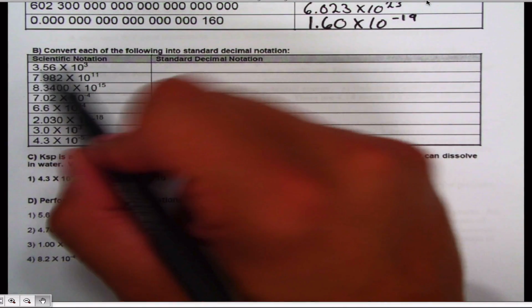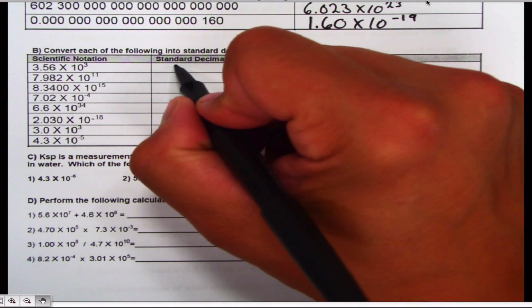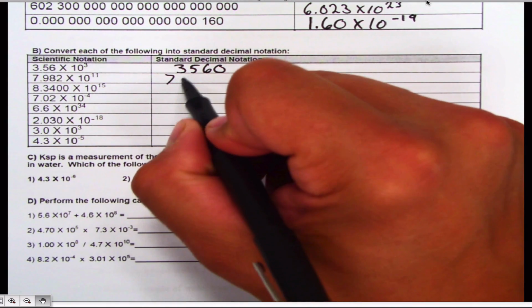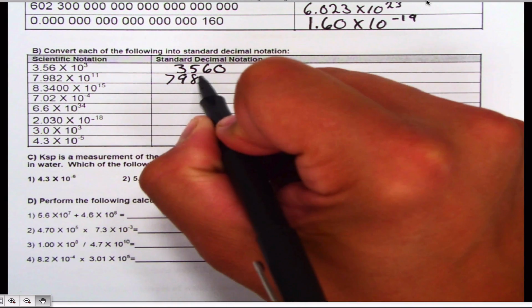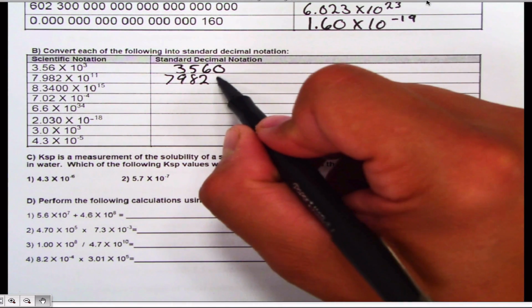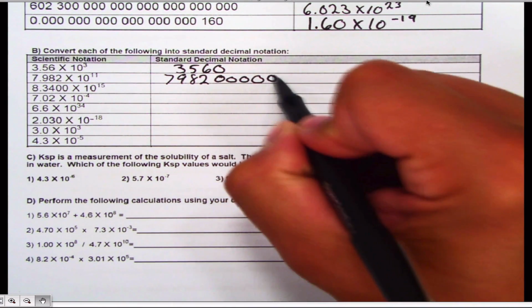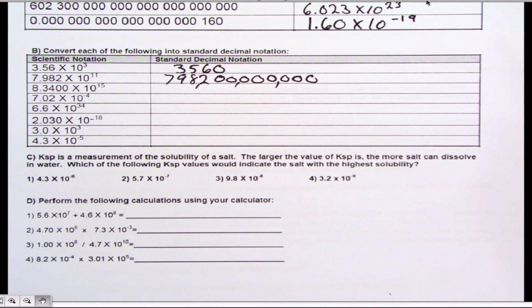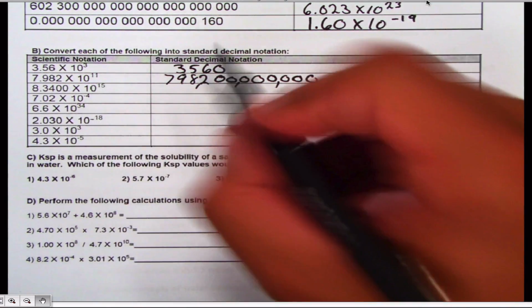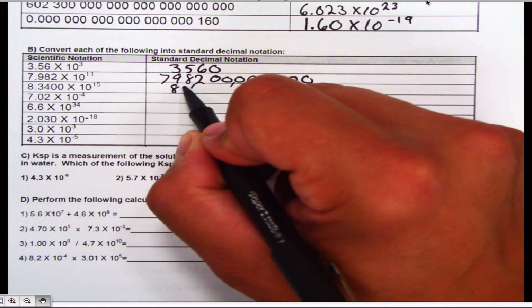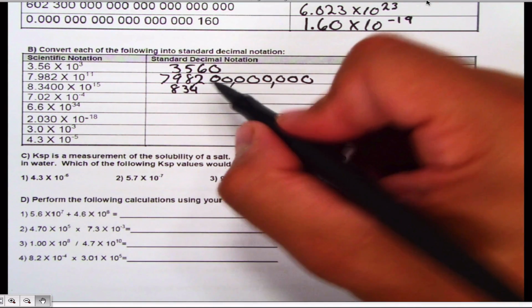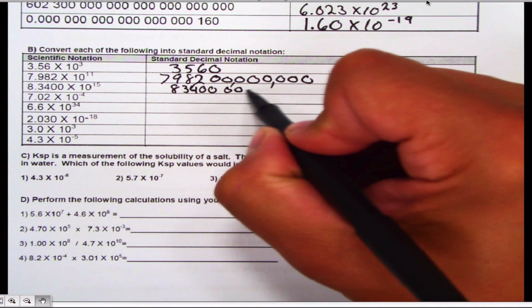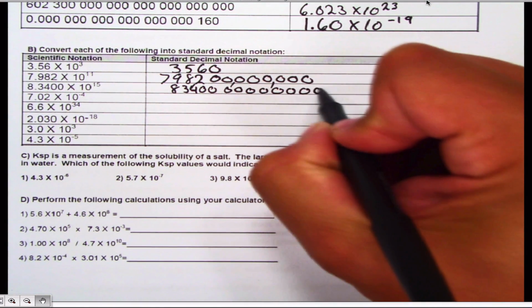So we just got to move this number 3 decimal places to the left. So it'd be 3,560. 7 points. So we got 982. So it'd be 1, 2, 3, 4, 5, 6, 7, 8, 9, 10, 11. I think I did that right. Big number, it's positive. 8, 34, it's 2, 3, 4, 5, 6, 7, 8, 9, 10, 11, 12, 13, 14, 15.